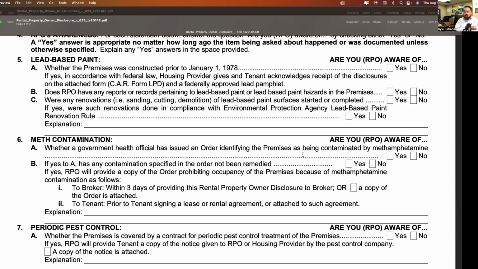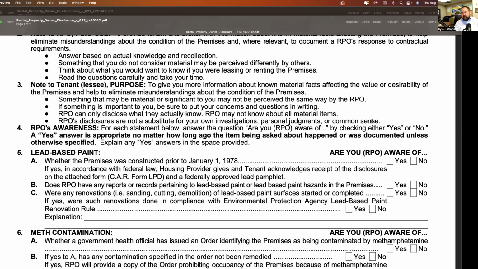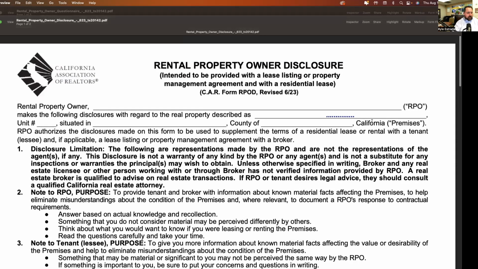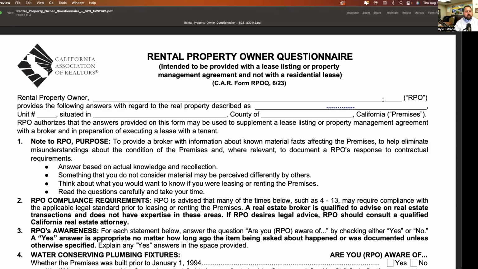So it's just a new form that when we do it, I know we don't do a lot of these residential leases where we help them find tenants, but we do them. This is a new disclosure now that has to be included. Okay. Questions? Any questions before I move on? Because this is something new that we haven't talked about in a contract class before. But the usage of it is exactly like anything we've done before with the SPQ. The two forms are the rental property owner disclosure and the rental property owner questionnaire.